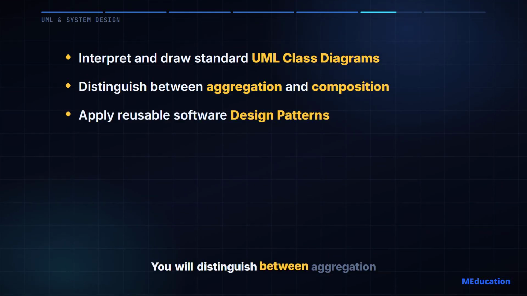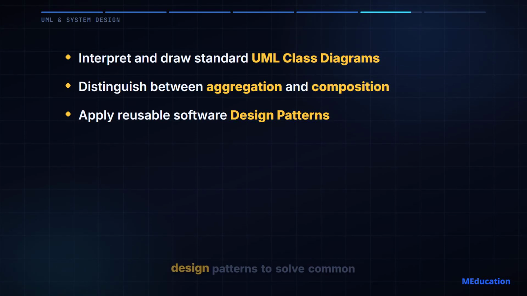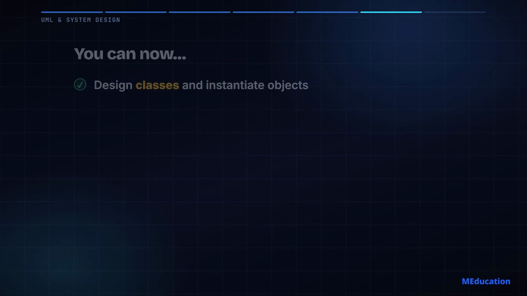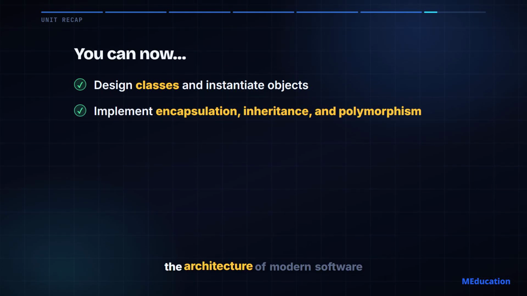You will distinguish between aggregation and composition to manage exactly how object lifecycles rely on each other. Finally, you will apply classic design patterns to solve common architectural problems efficiently without reinventing the wheel. By the end of this unit, you will have mastered the architecture of modern software.